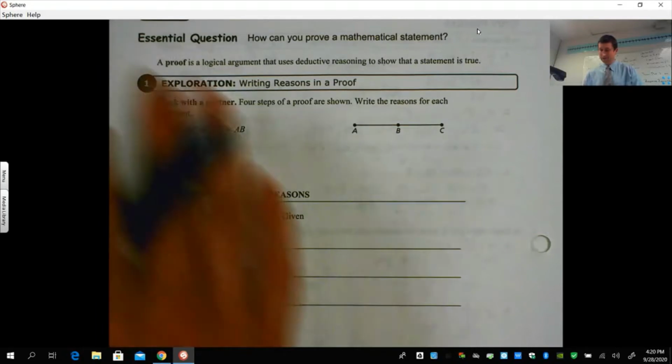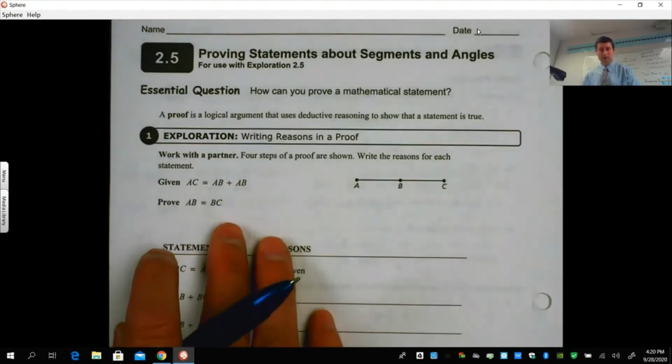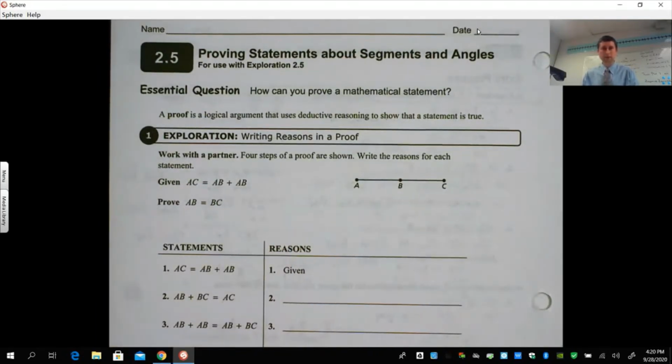Hello, geometry. This is 2.5. We just finished the algebraic proofs, and now this is going to be our first lesson on geometric proofs. So there's several different variations that we're going to see over the next two lessons. This one is going to use something called two-column proofs, and we'll see that on page 54.